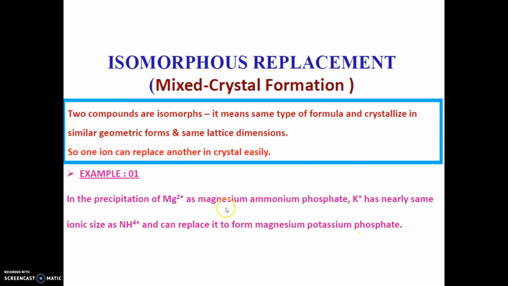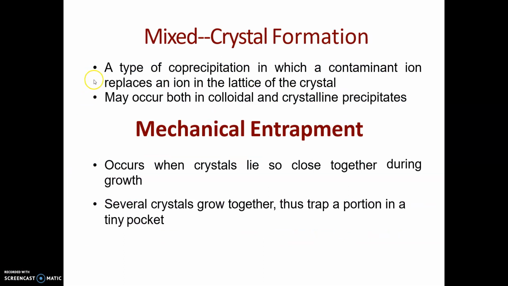You need to form magnesium ammonium phosphate. But because the potassium in the solution has nearly the same size as ammonium, potassium will replace the ammonium place and form magnesium potassium phosphate. So this one is the contamination. Okay. So this is another contamination that may occur, which is mixed crystal formation. This is the same as isomorphous replacement, and then mechanical entrapment.